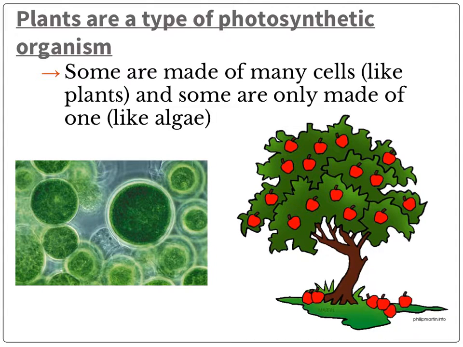So first, let's revisit what a plant is. Plants are a type of photosynthetic organism, and some are made of many cells, like trees. Plants means they are photosynthetic organisms that live on land, and some are only made of a single cell, like algae.